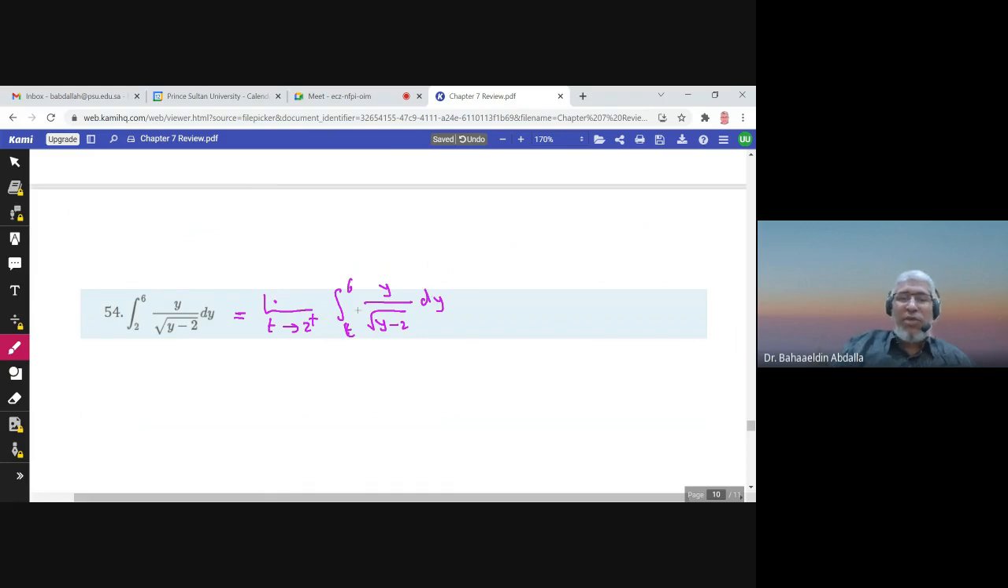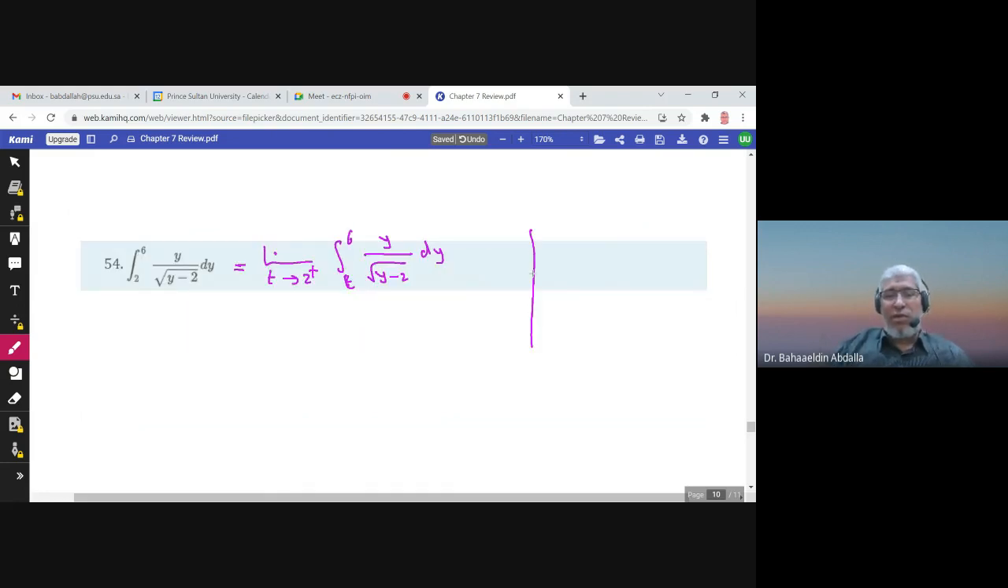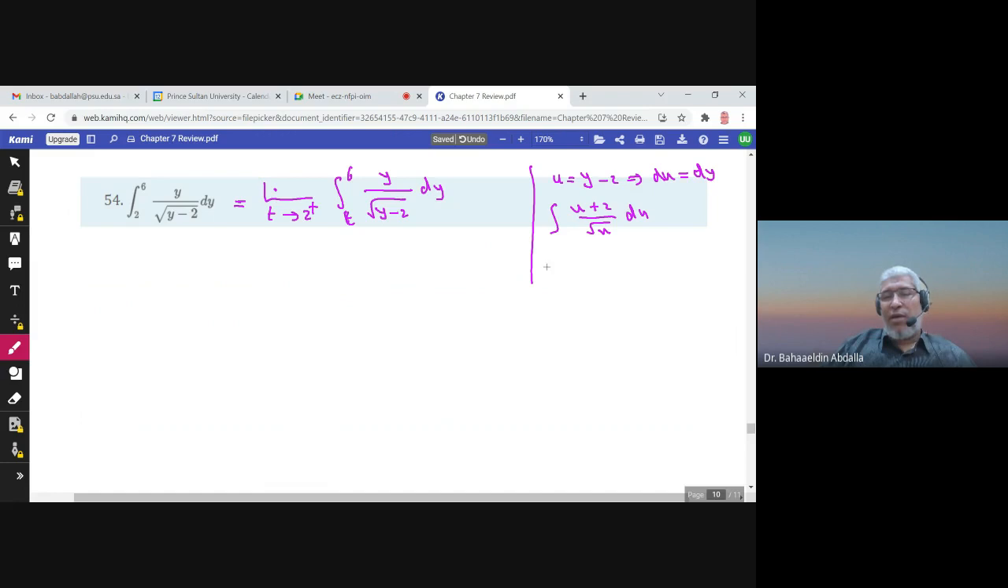And now let us think of this integral alone, the indefinite integral of y over the square root of y minus 2. I have a problem with y minus 2 because I cannot distribute the root, so I will call it u. And then du would be dy. And then this integral becomes u plus 2 over square root of u. And now I can distribute. I can say u over square root of u, that's u to the power half, plus 2 times u to the power negative half.